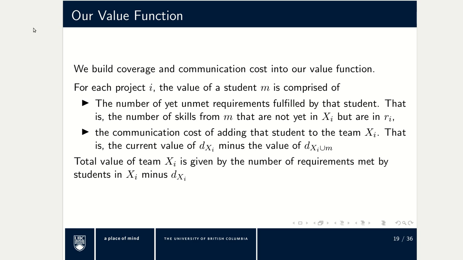So to do that, we're going to define our value function with coverage and communication cost built in. So the value of each student m to a project i is going to be comprised of the number of yet unmet requirements fulfilled by that student, so the number of extra skills that that student brings to the project that are actually required by the project, and the communication cost of adding that student to the team. So that's the change in diameter based on adding that student. The total value of a team is then given by the number of requirements met by all students in that team minus the diameter of that team.